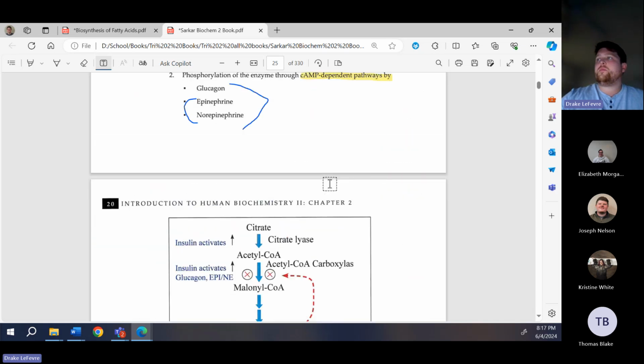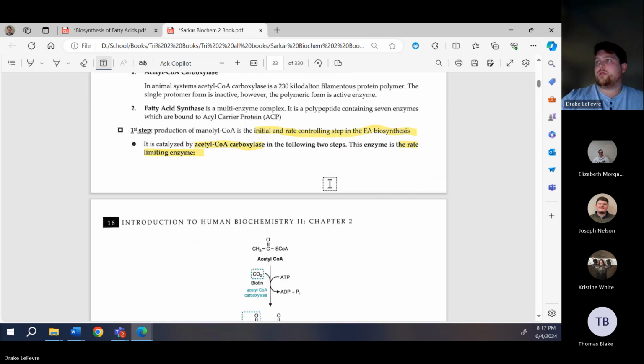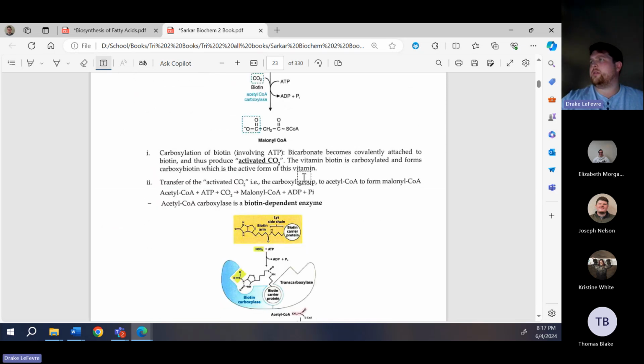ACP is our acyl carrier protein, I believe.